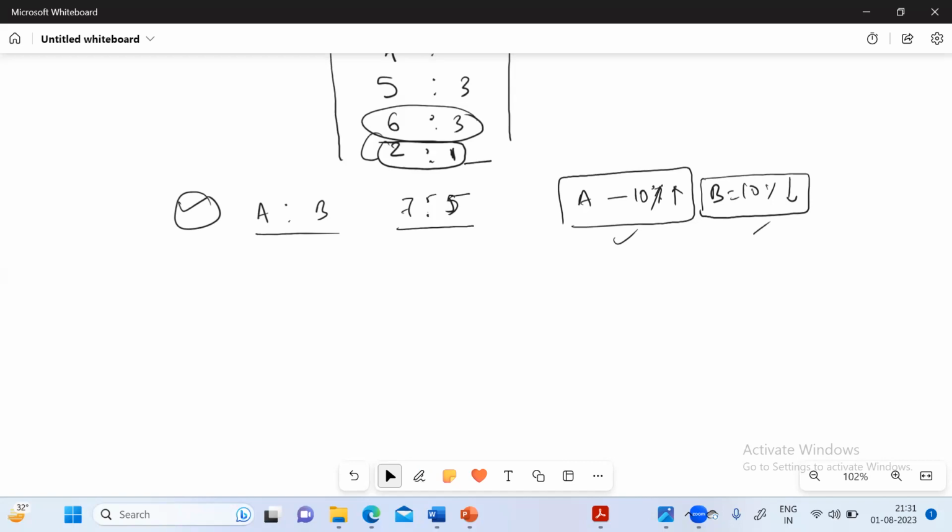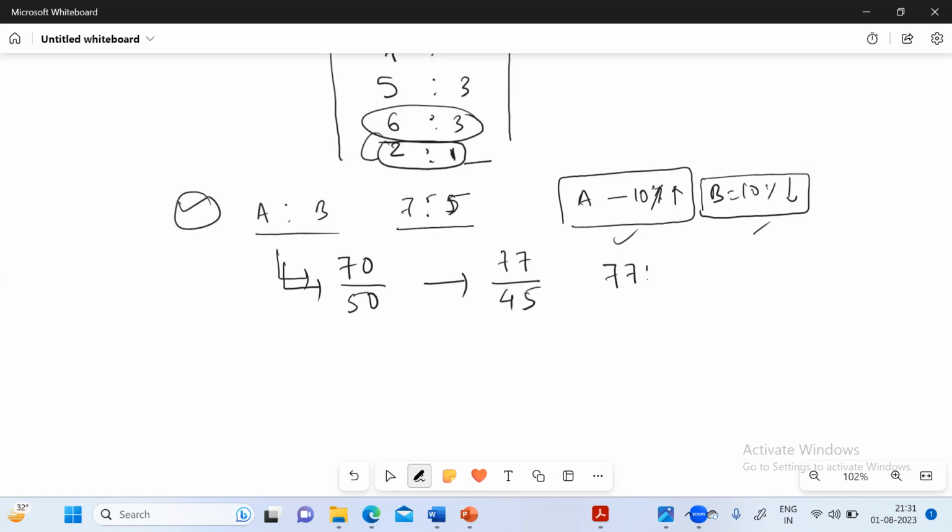We can accommodate it into the ratio. So if someone is asking what is the new ratio, we can just accommodate that by multiplying it by the multiplier, or a simpler way is to just write a value of A and B. I can take 70 and 50, and then the new ratio will be: if A is increased by 10%, it will become 77, and B is decreased by 10%, it will become 45. So the new ratio would be 77:45.